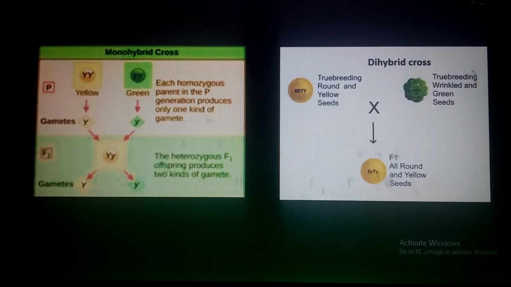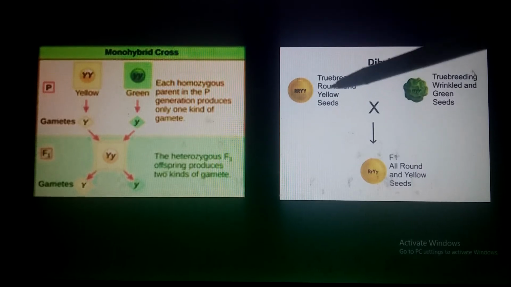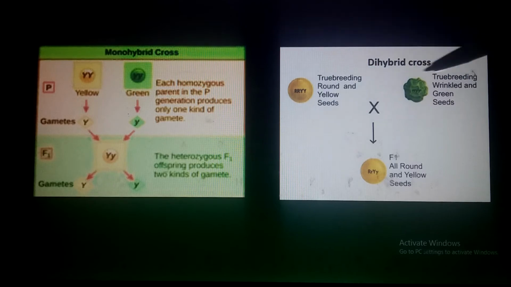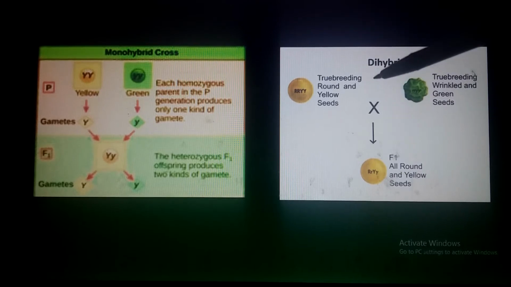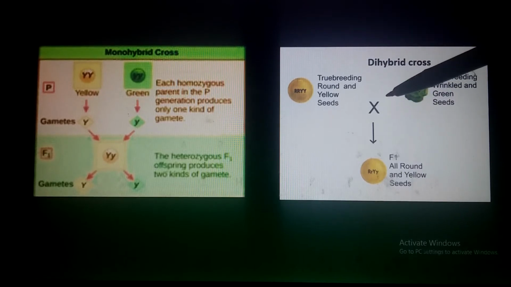In the second figure, you can see here the dihybrid cross. The cross involving two contrasting characters, meaning two traits at a time. Like we are considering here the shape of the seed as well as the color of the seed. Is it clear? The shape is rounded and the shape is wrinkled, and the second character color, yellow color crossed with green. So two contrasting characters or traits are involved in this cross, and the cross is known as the dihybrid cross. So the concept is clear now.